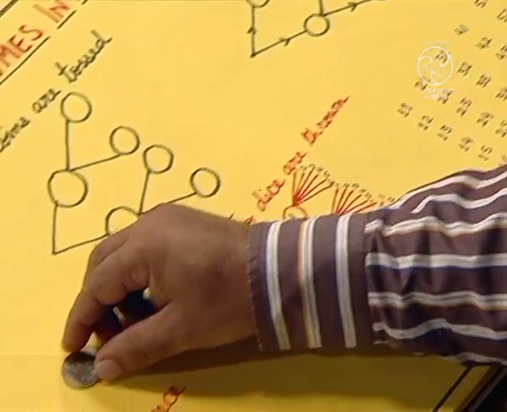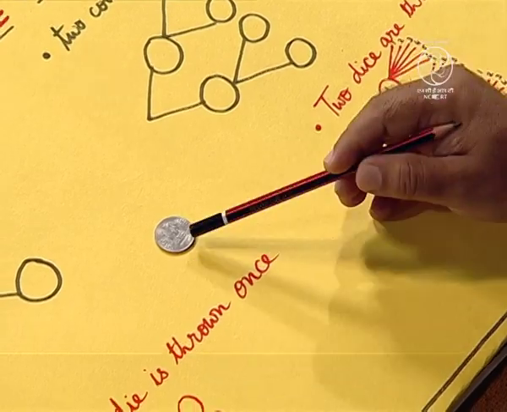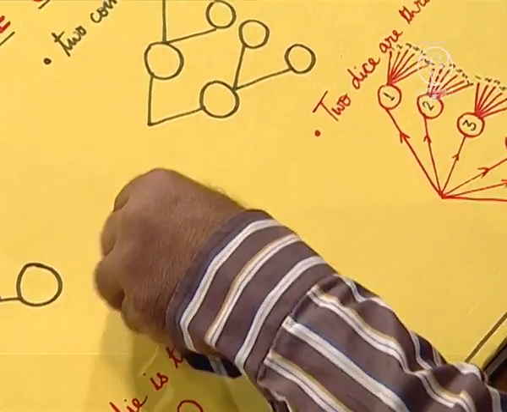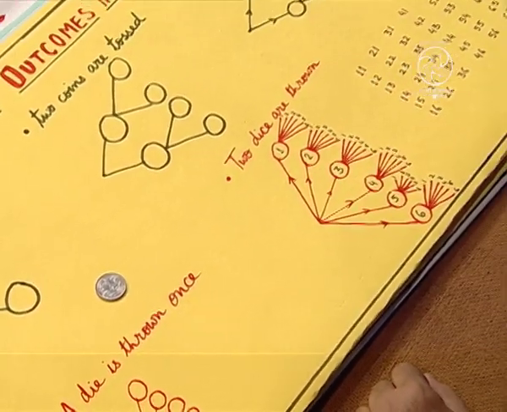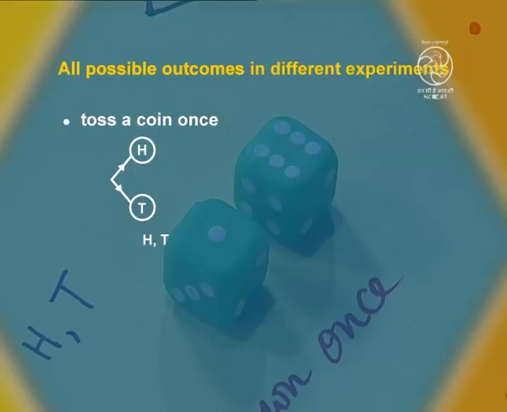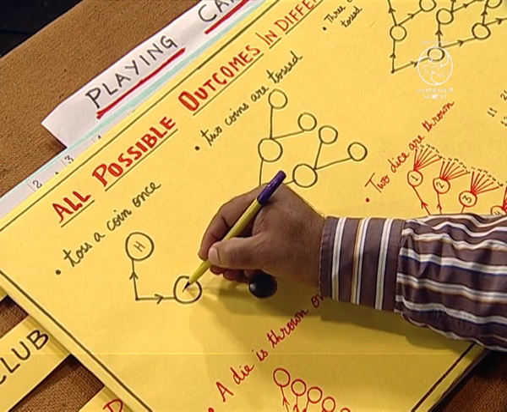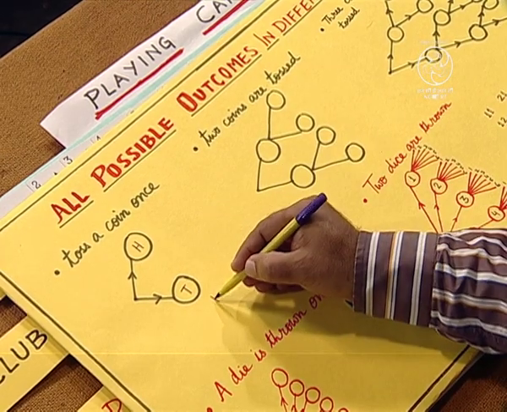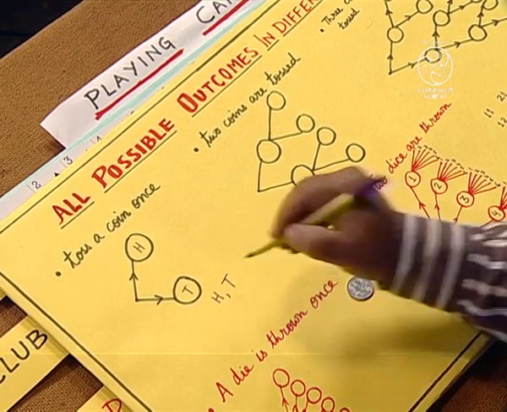Let us toss a coin once. When a coin is tossed once, there are 2 possible outcomes: either a head will come or a tail will come. This you can obtain using a tree diagram. So in all there are 2 possible outcomes, head or tail.